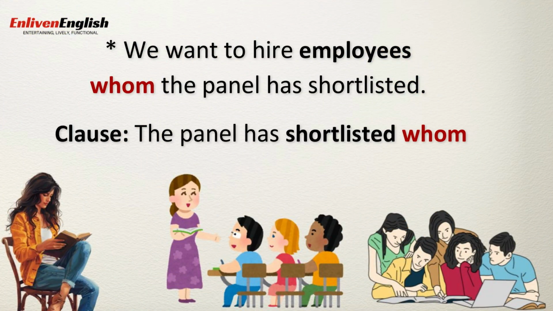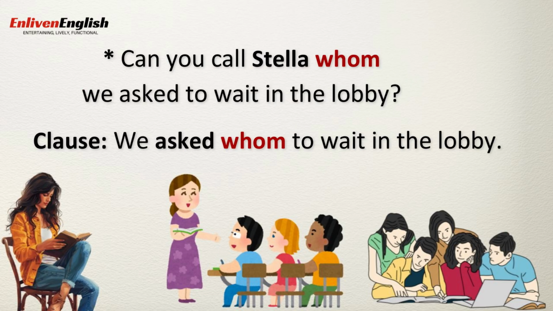We want to hire employees whom the panel has shortlisted. In this sentence, whom is acting as the object of the verb shortlisted. Can you call Stella, whom we asked to wait in the lobby? If we rephrase the whom clause, we'll see that whom is the object of the verb ask.